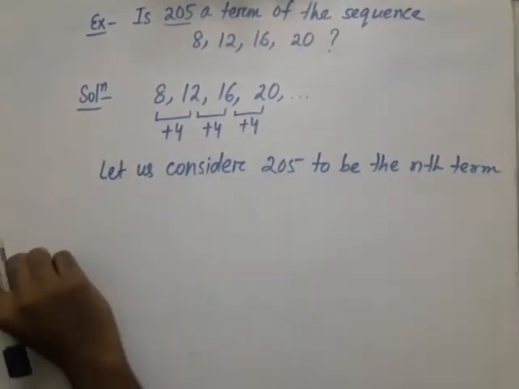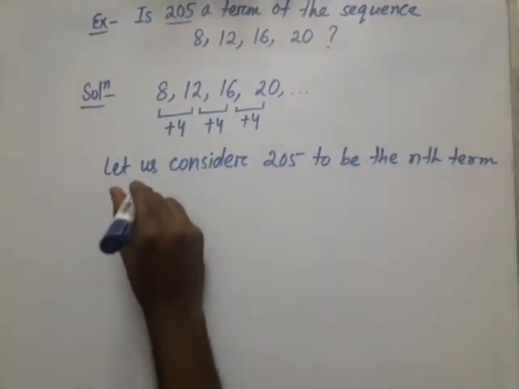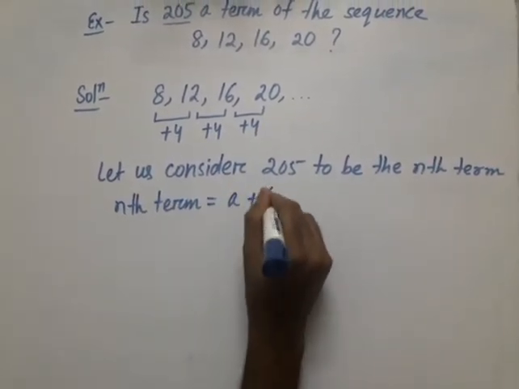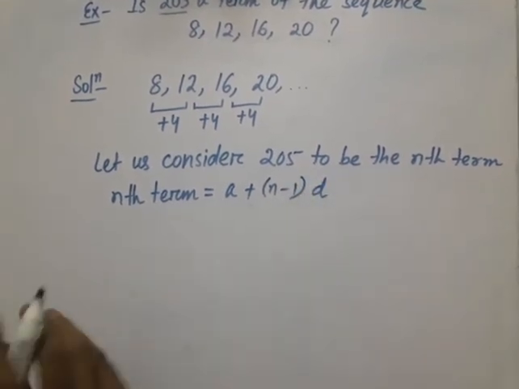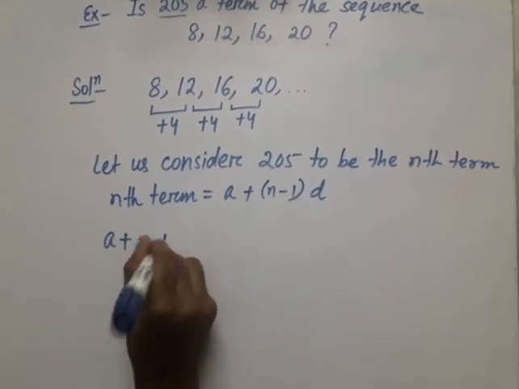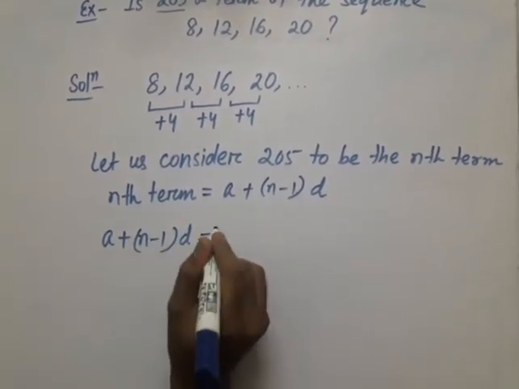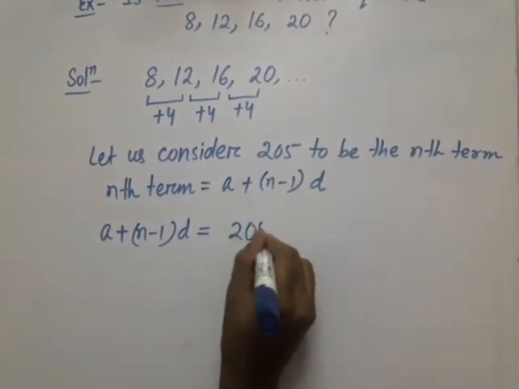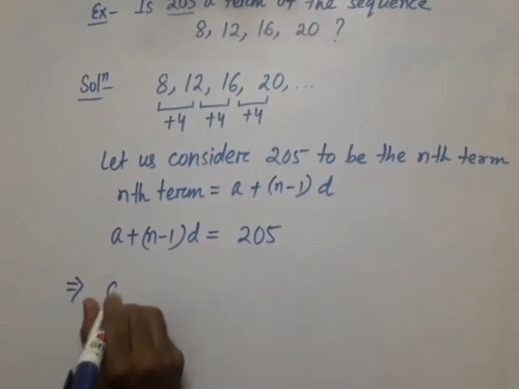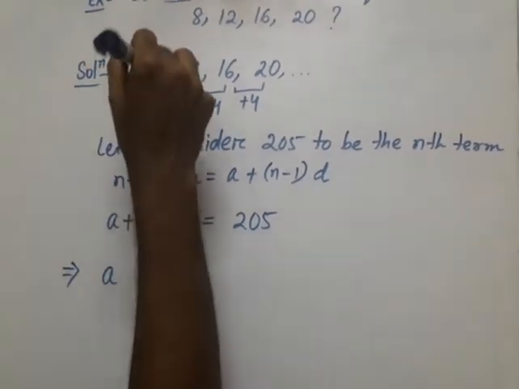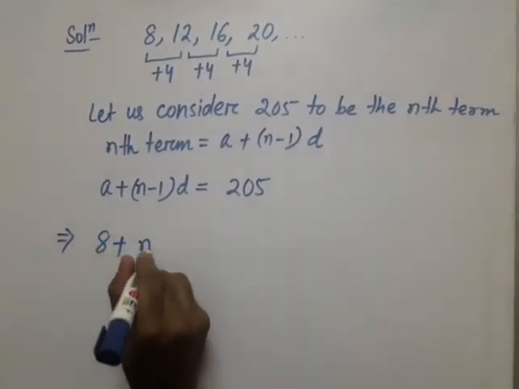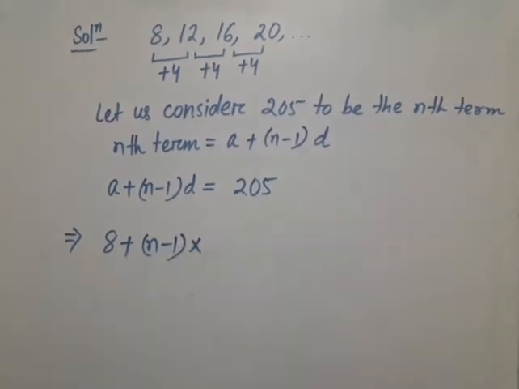Let us consider 205 to be the nth term. Now we know the nth term is equal to a plus (n minus 1) into d. So we will write a plus (n minus 1) into d is equal to 205, because we have considered 205 to be the nth term. Now we will simplify that. What is a? Now a here is 8, the first term of the sequence, plus (n minus 1) into d.